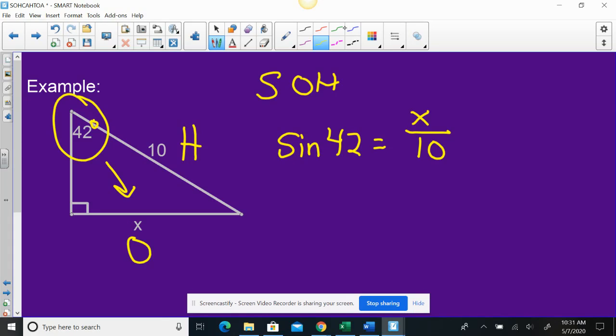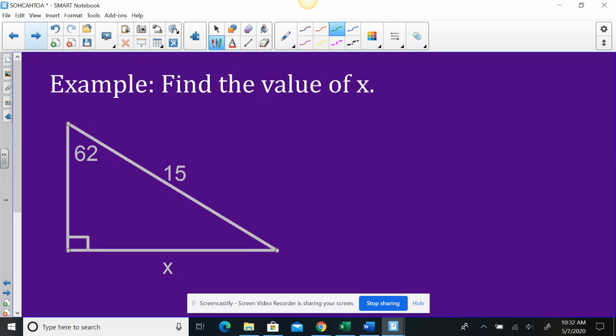If you don't want to remember that silly expression, you can always put this over 1, and then we're going to cross multiply, or I just need to undo the 10. However you do it, you're going to have x equals 10 times sine of 42. My calculator is still in degree mode, so I'm just going to enter that in. And I get that x is about, let's round to the hundredths, 6.69. Okay, try this next one on your own, so pause it.